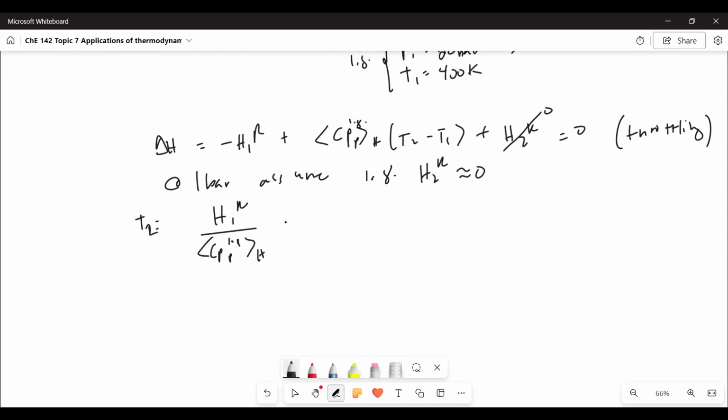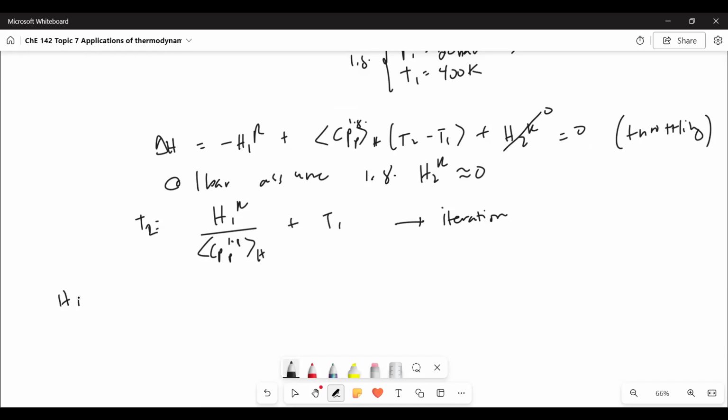Mean heat capacity plus T1. Okay, so this is what we will use for iteration. We use it for iteration. But first, before we can do that, let's evaluate H1R.